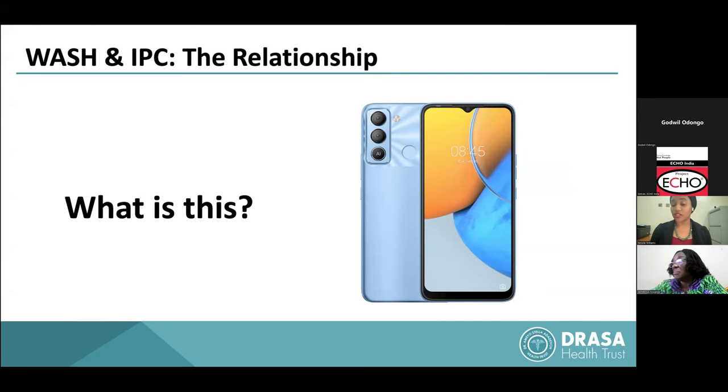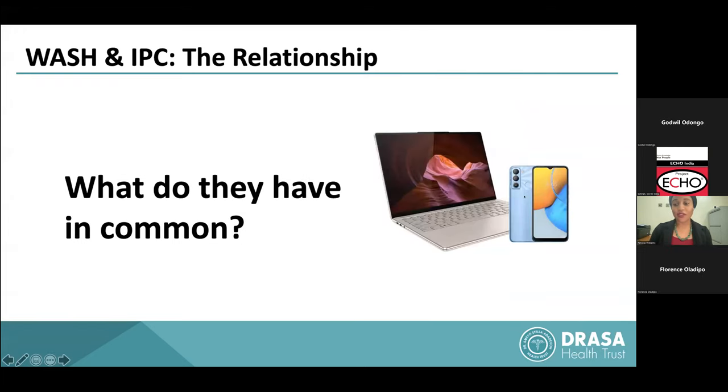And yes, what is on your screen is a smartphone, mobile phone, phone, however you want to call it. A smartphone, very good. So the question I have for you is, what do these two things have in common? You have a laptop and a phone. What is in common between the two of them? What can you call both of them that will be the same word or words that you can use to call them? Communication tools, beautiful, yep.